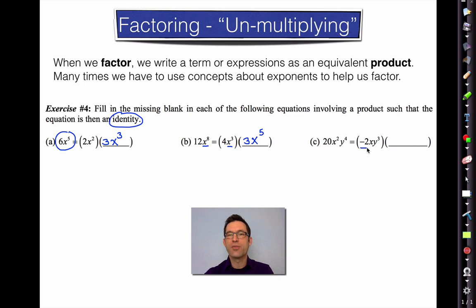I'm thinking, what do I have to multiply -2 by to get +20? And that would be -10. What would I have to multiply x by to get x squared? That would be x. What would I multiply y cubed by to get y to the 4th? And that'd be y. All right.